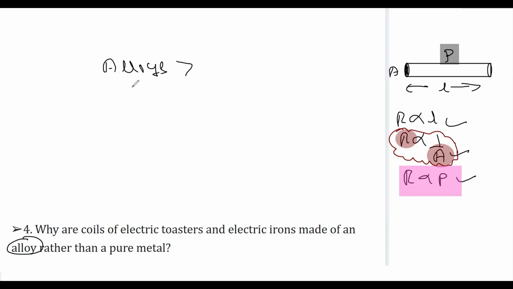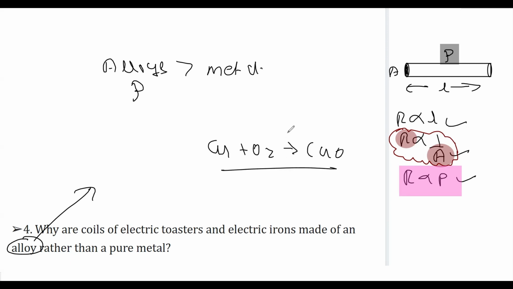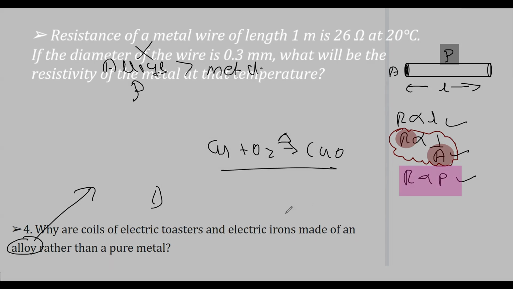I mean to say the resistivity of alloy is greater than the metal from which it is made, and therefore it becomes hot. The second reason is that alloys do not get oxidized easily at high temperature. If I take a metal, say copper, at high temperature, it will get oxidized to become copper oxide, as you have studied earlier. But these alloys do not get oxidized. So two reasons. Number one, alloys do not get oxidized at high temperature. And the second is that alloys have greater resistivity.